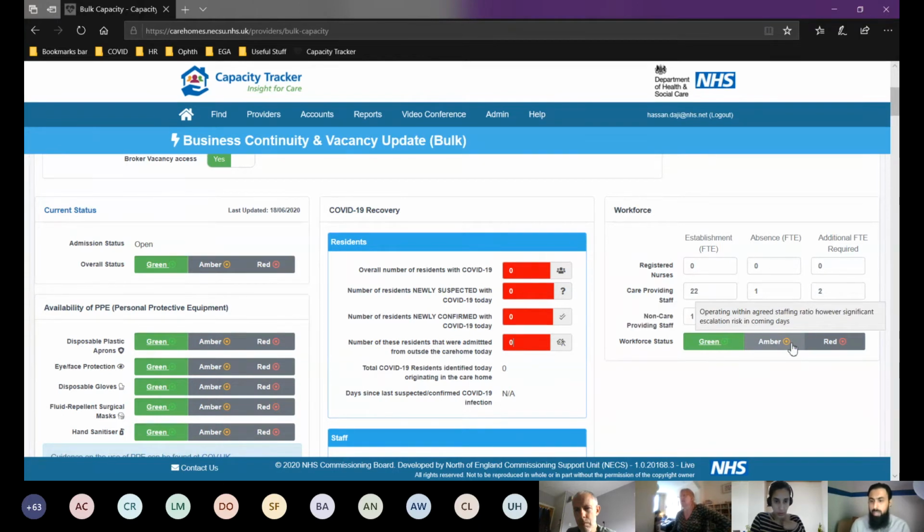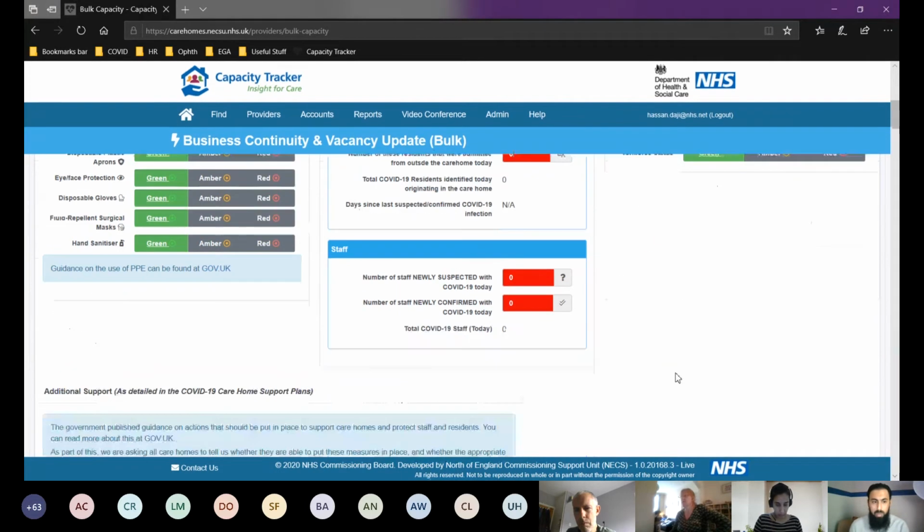The difference between the PPE and the workforce RAG status is that the PPE RAG status is a bit more objective. It gives you specific days for the amount of PPE they have. Here, it says operating within agreed staffing ratio, have a significant escalation risk in coming days, and workforce level ratios breached, business continuity in place. But some people might feel a significant escalation might be subjective to that area. So that's why, again, it needs a bit of a conversation with care homes.